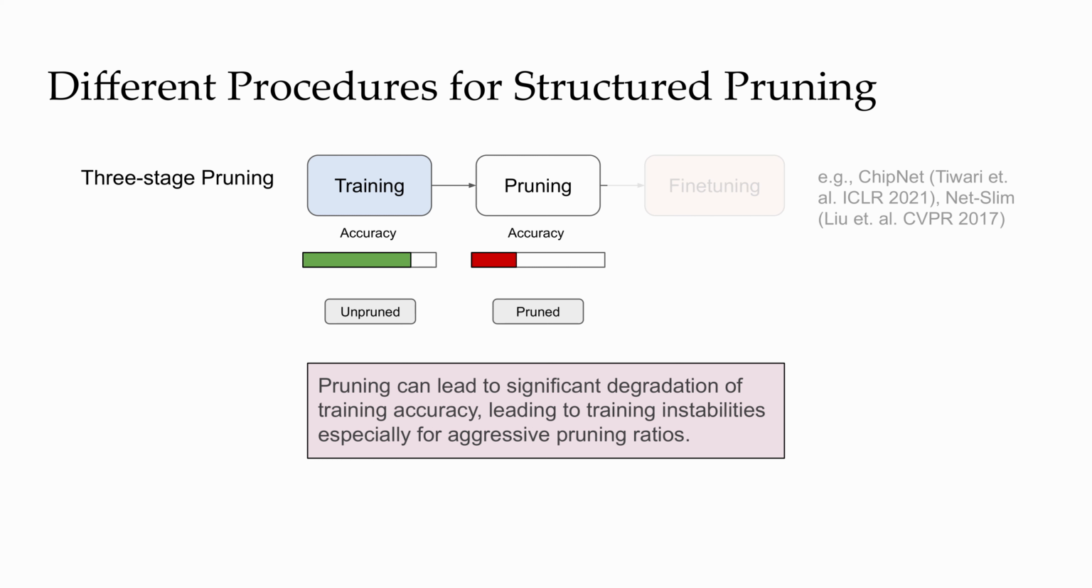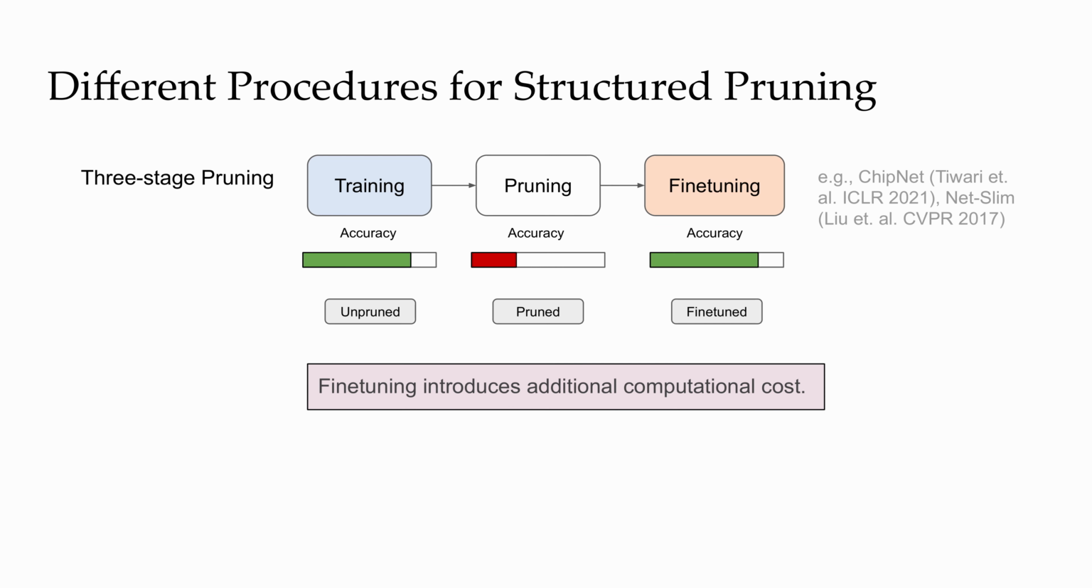A drawback of this step is that, since correction methods do not provide a principled solution to minimizing L0 sparsity, the training accuracy can significantly drop after the pruning stage due to the removal of non-zero weights, leading to training instability, especially for aggressive pruning ratios.